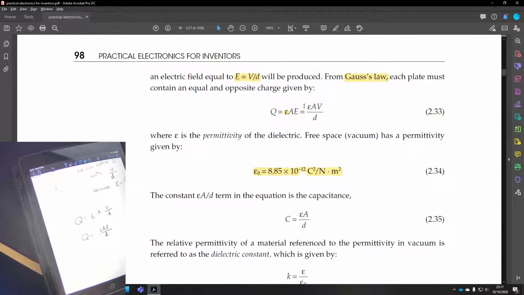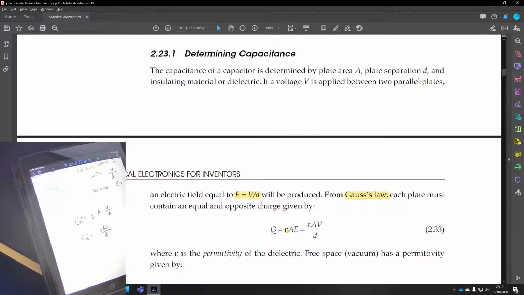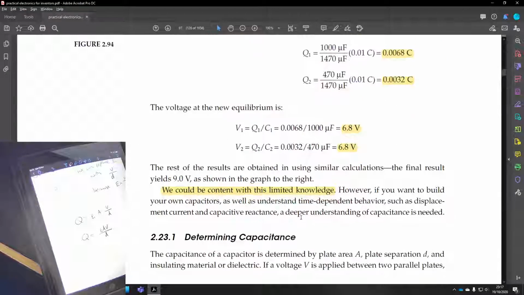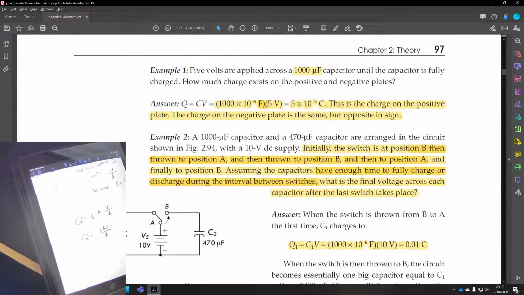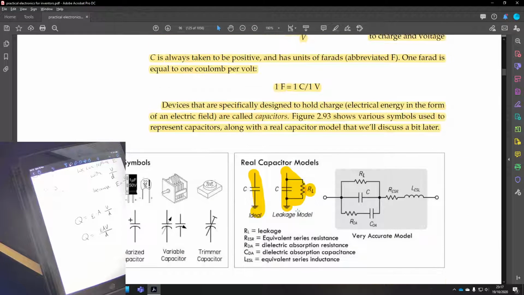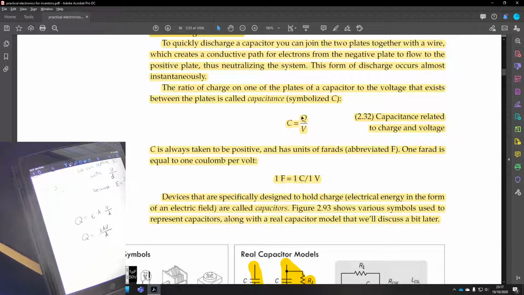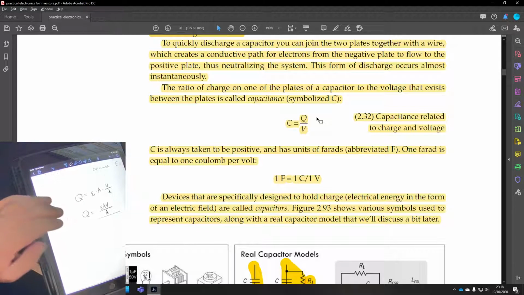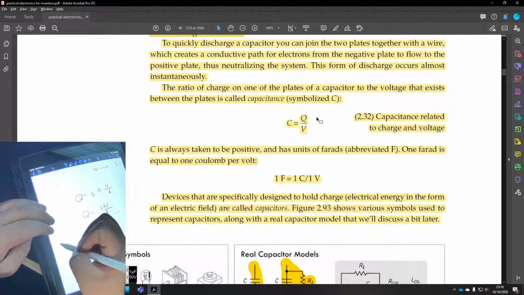Oh, okay, yeah, because we're saying that the capacitance of a capacitor is determined by the plate area and separation. Wait, no, I'm confused. Okay, let's go up. What did we learn capacitance as? We learned it as charge divided by voltage. Okay, so let's draw a line under that and write this bit out again. C is equal to Q divided by V.